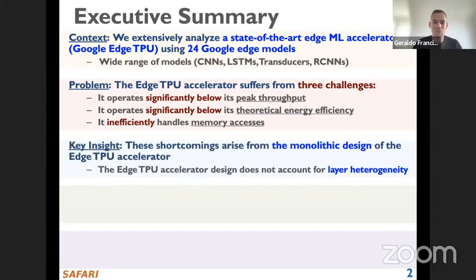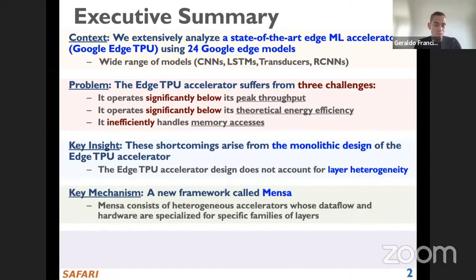So the key insight that we got from all of these analyses for all of those different models is that the main problem arises because the Google Edge TPU is designed as a monolithic accelerator with a one-size-fits-all type of design, and does not cater for the heterogeneity that we see across those machine learning layers, or those neural network layers, and that leads to different design decisions that would be optimal for the accelerator.